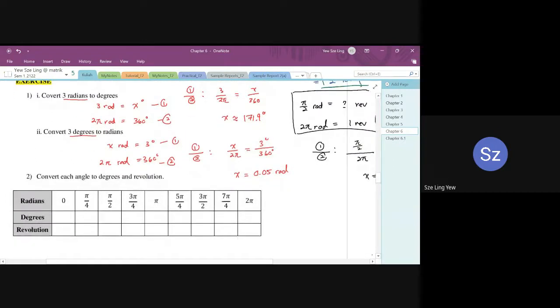So this table, I will leave it to you. Try it by yourself. I will give you the answer in our next lesson. But this one, I want you to try it yourself. Make sure you complete it. Next class, I will give you the answer.